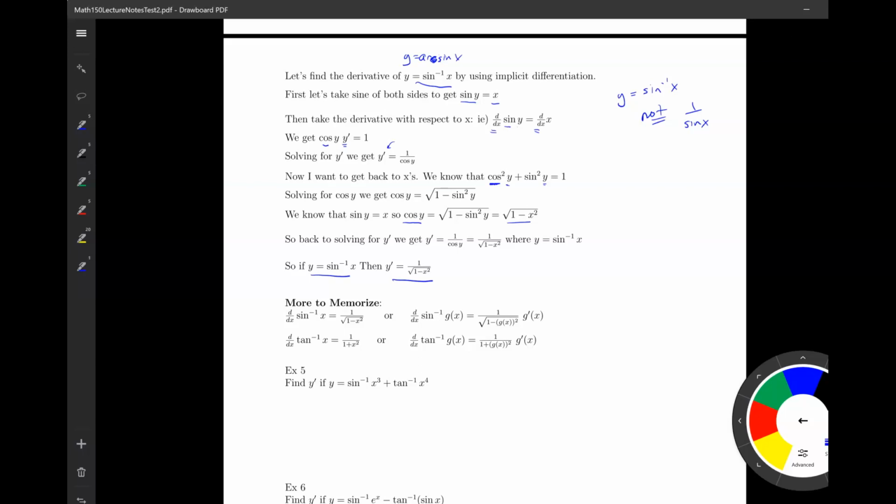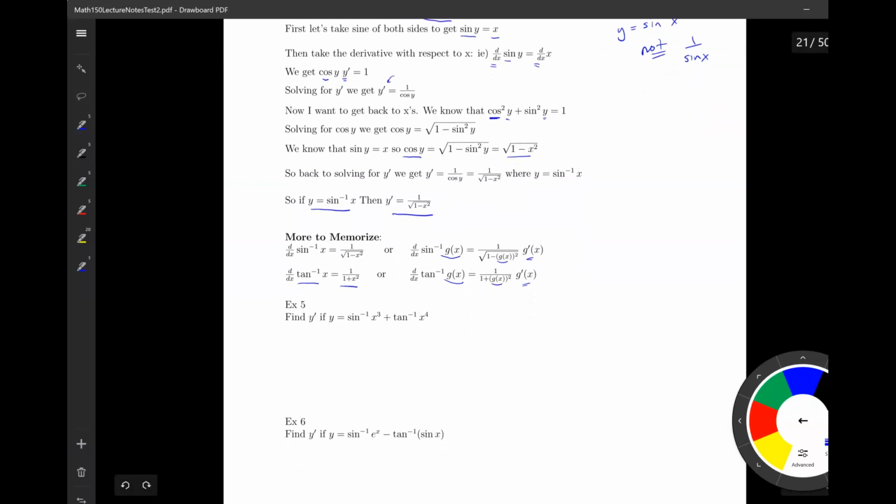And I can go through the same kind of identity to talk about inverse tangent. It's going to be 1 over 1 plus x squared. And of course, if it's not just an x here, and it's g of x, you get to do chain rule, carrying the g of x along and then multiplying by the derivative of the g afterwards.